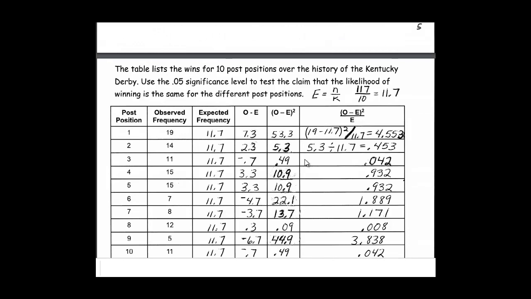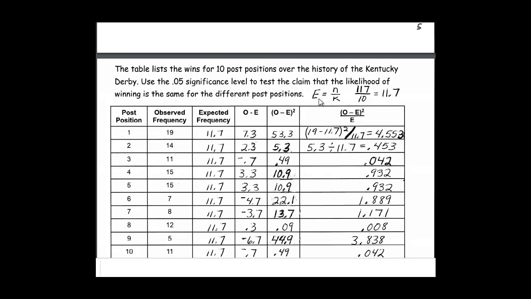Here we have a table listing wins for 10 post positions over the history of the Kentucky Derby. We're going to use an alpha of 0.05 to test the claim that the likelihood of winning is the same for all different post positions. If they were different, that would be kind of a problem for horse owners. I'm sure they would want certain post positions, but we're going to test this out.